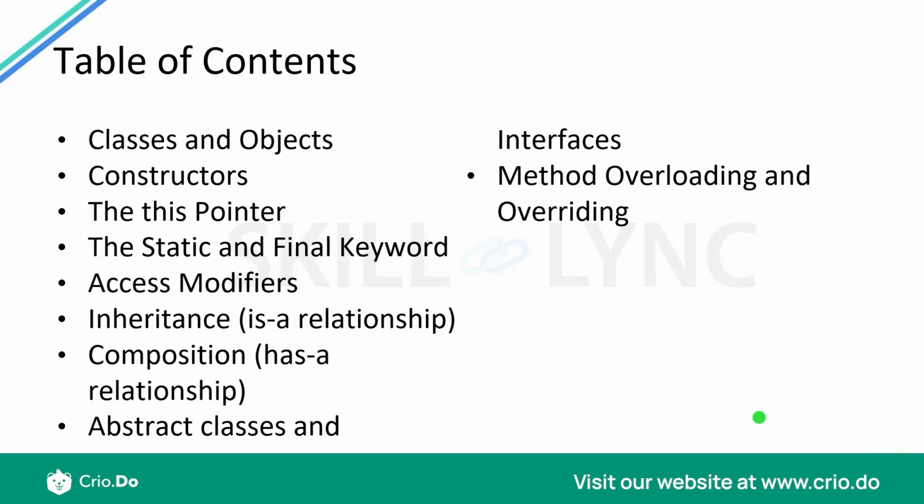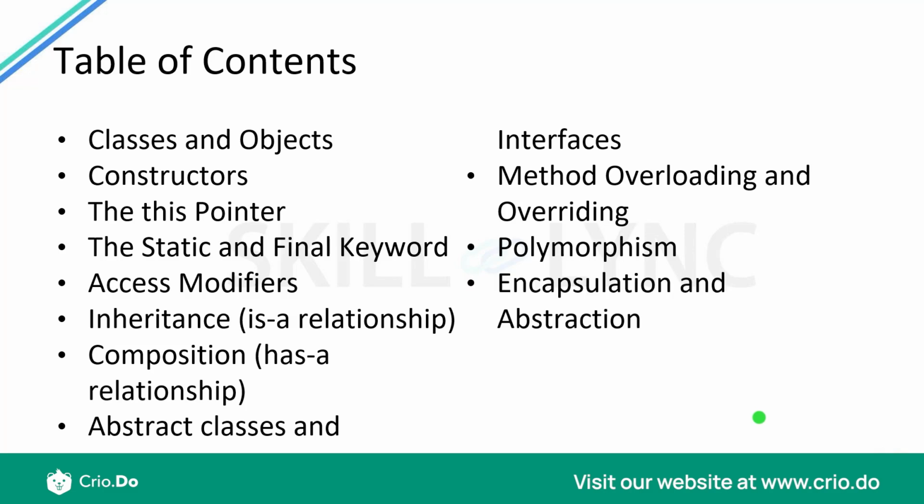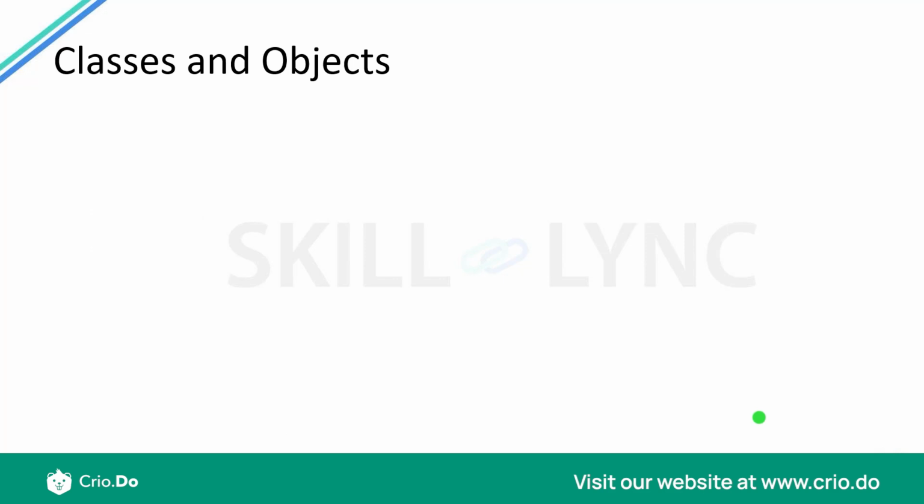And then we're going to see another very nice flexibility which the Java programming language provides, which is method overloading and overriding. And then we are going to look at another principle of object-oriented programming, which is polymorphism. And lastly, we will cover all the remaining aspects of object-oriented programming by making you understand that whatever I have done, how that actually is encapsulation and abstraction. So now let's begin with classes and objects.